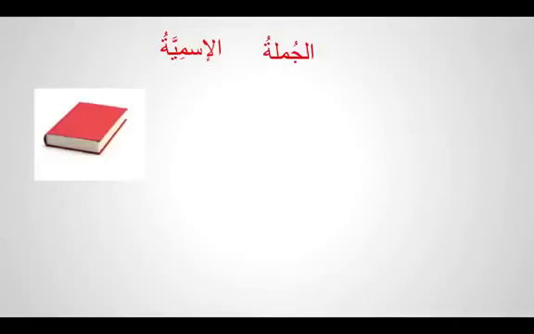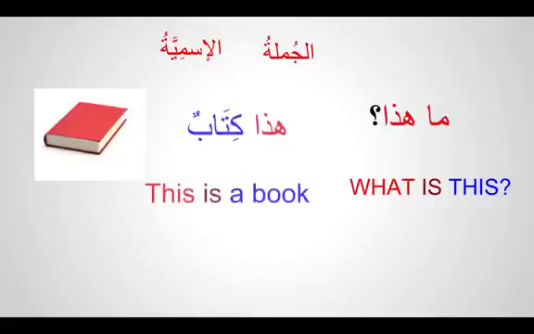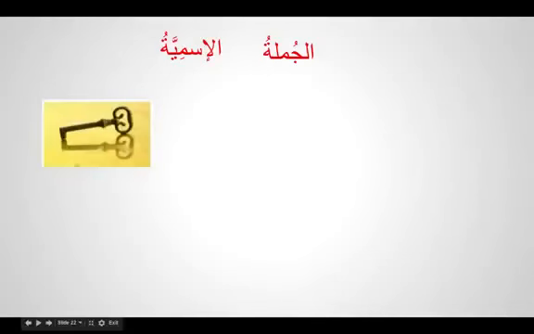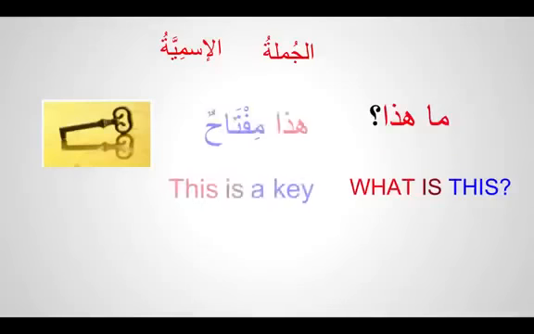So if you can make a question, how do we say? Ma hadha, hadha kitabun. So you have a question and you have an answer for this. So again, how do we ask a question? Just put ma hadha, what is this? Hadha miftahun. So this is a simple way of asking a question about any objects or animals.